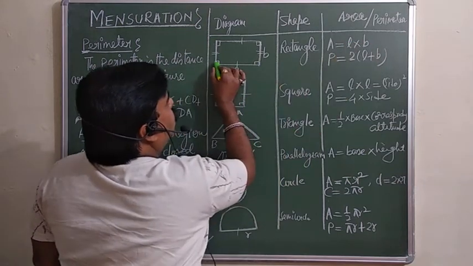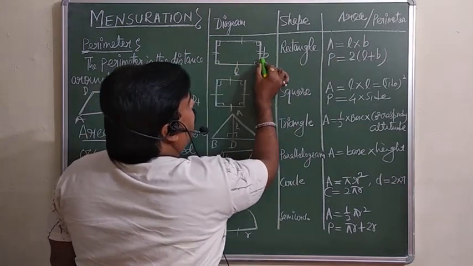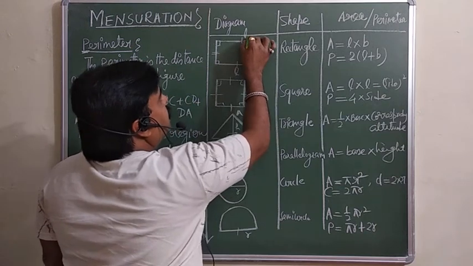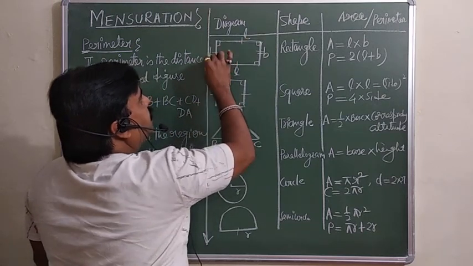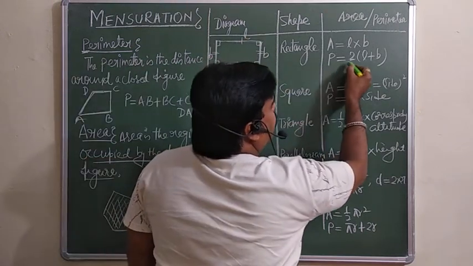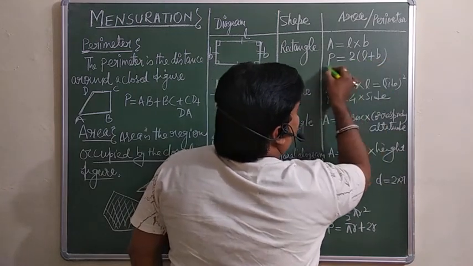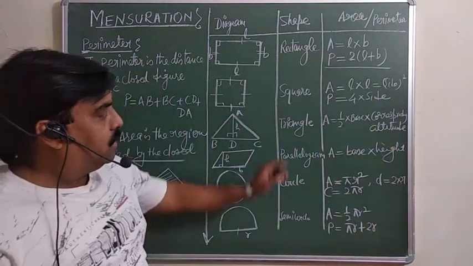And if you want to know the perimeter, what will it be? L plus B plus L plus B. So that can be written for convenience as P is equal to 2 in bracket L plus B. So this is the perimeter of the rectangle.